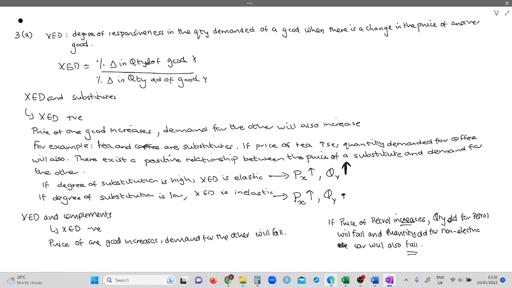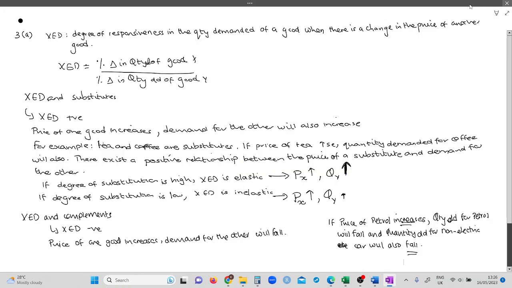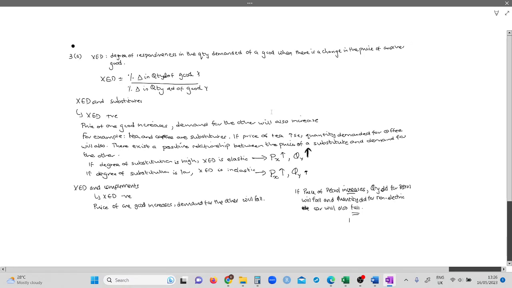Now, for the last part of the question, what were we told? Goods that have no relationship, they will be perfectly cross-inelastic. Okay, meaning that this situation implies that the two goods are not related. So you can screenshot that.